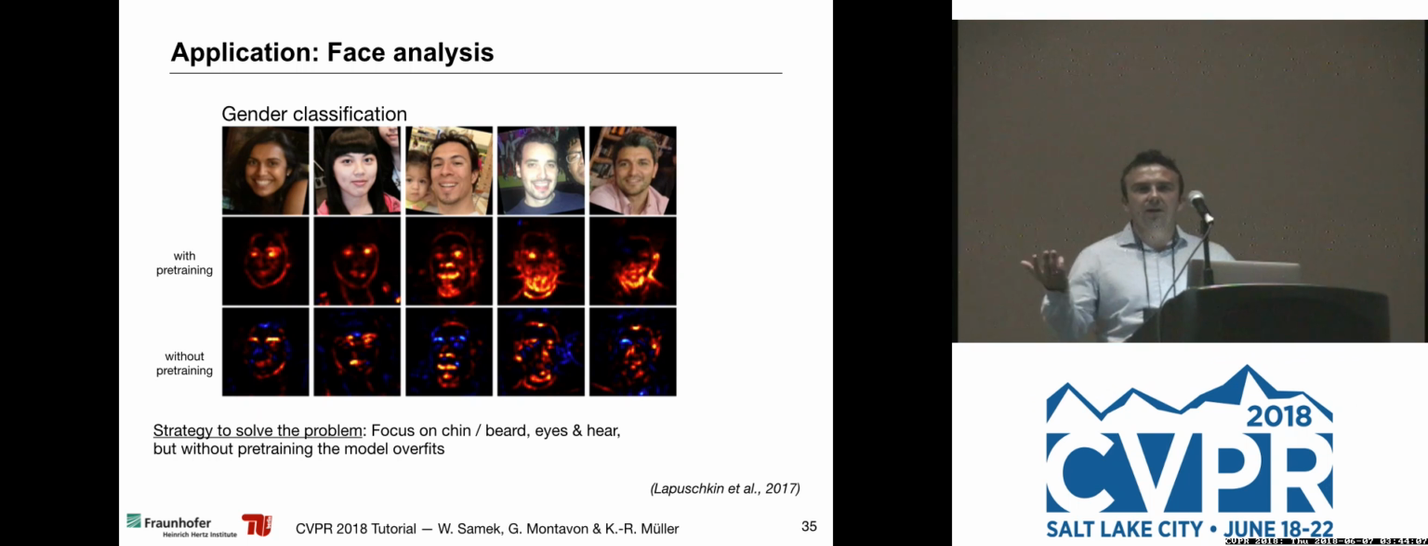So pre-training can be seen as a very important step for this task, not only in terms of performance, but also in terms of how semantically meaningful these explanations are. Because it makes sense that the model looks at the beard or the chin for men and at the hair, for example, for women.